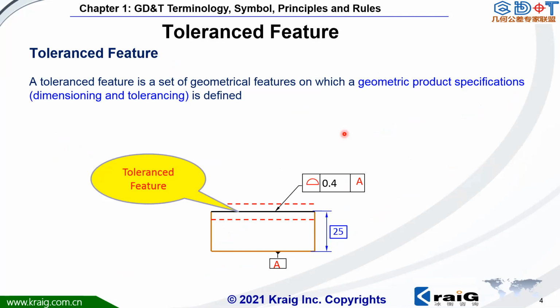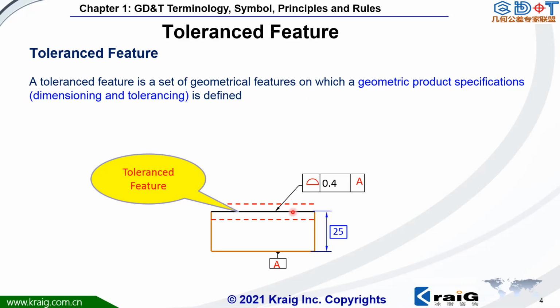First, what is tolerance feature? Tolerance feature means a set of geometric features on which geometrical product specifications or dimensional tolerancing is defined. That means tolerance feature is the feature to be defined using geometric specifications such as size, form, orientation, and location.